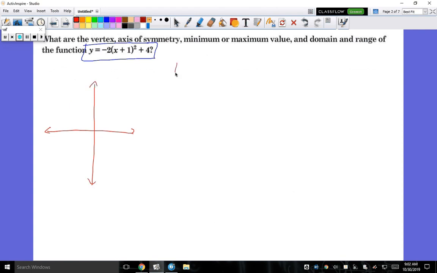But first we're going to list out the transformations that we see. Jordan, what's the first transformation that you see? Yeah, horizontal shift, 1 unit to the left. Corbin, what's the second one that you see? Reflection across the x-axis. Yep. Reflects across the x-axis.